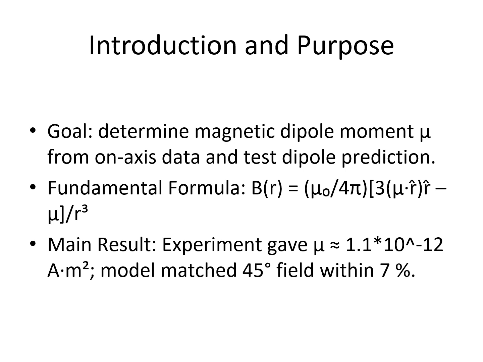So in this lab, the goal was to determine the magnitude of the magnetic dipole moment mu from the on-axis data and the test dipole prediction. We used the fundamental formula, this formula over here, and the main result was that the experiment gave a mu of about 1.1 times 10 to the power of negative 12 Am², and the model matched the 45-degree field within 7% accuracy.